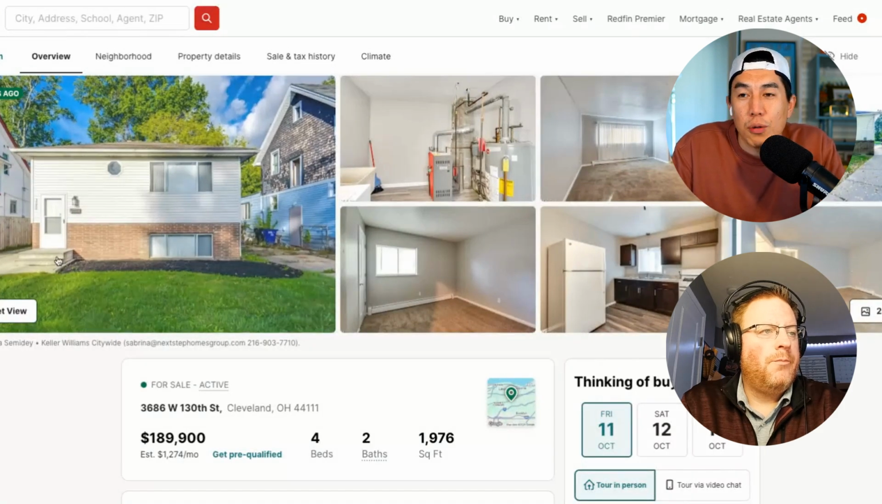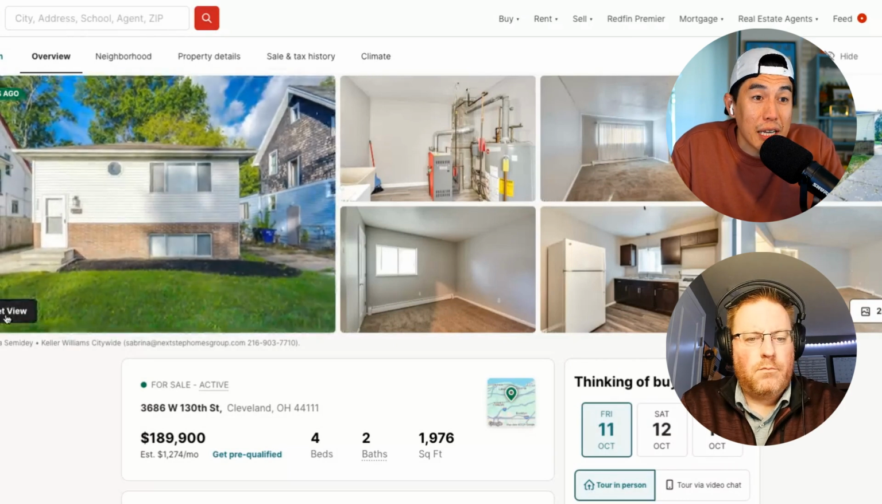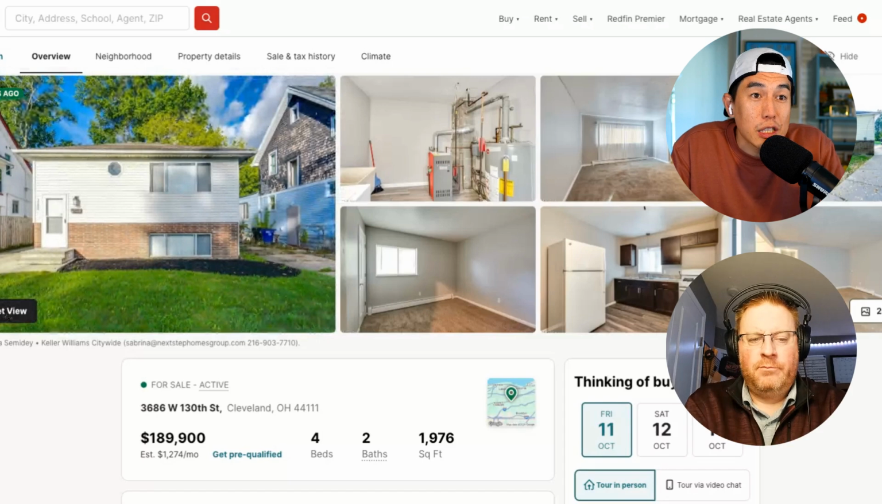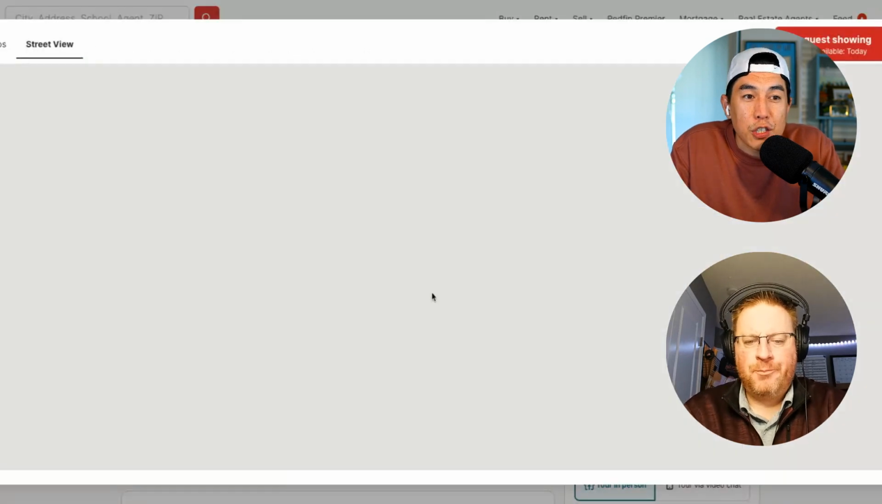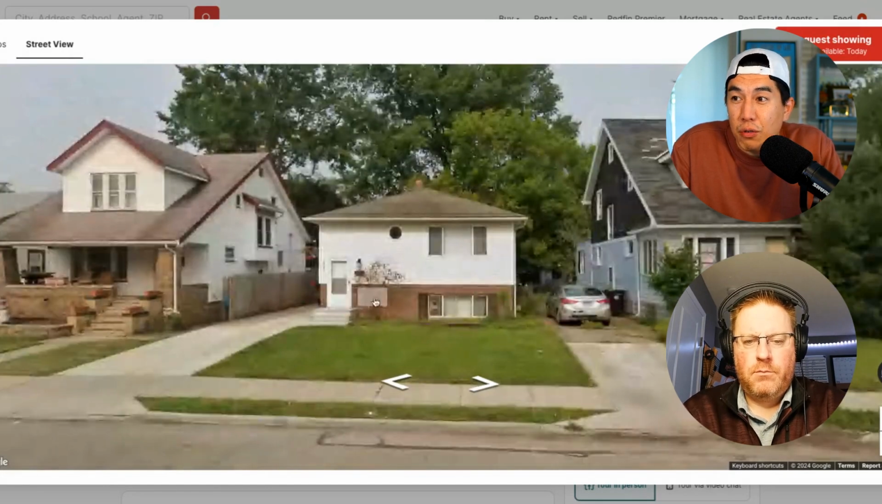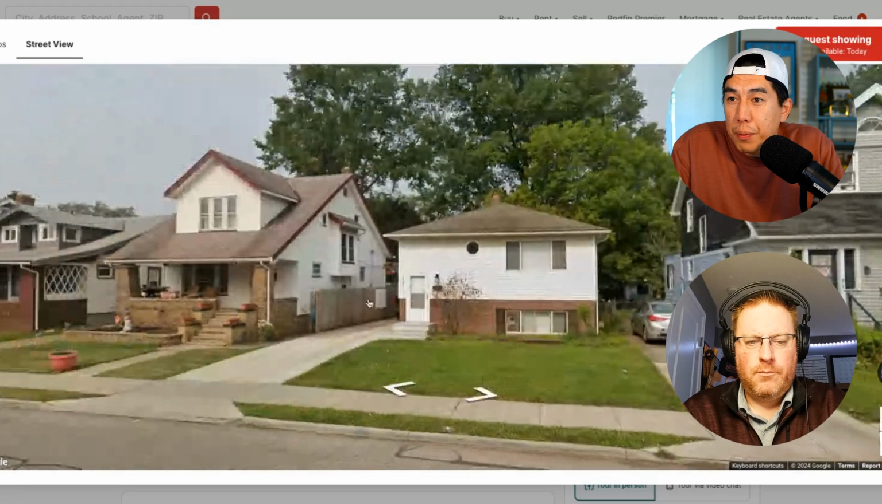The first thing that I always like to do, Mike, as somebody that is out of state and doesn't necessarily know the streets and everything that well, is I like to pull up the street view, right? And so I'm pulling up the street view right now on Redfin, and I just like to take a little gander, right? And so we pulled up the property.